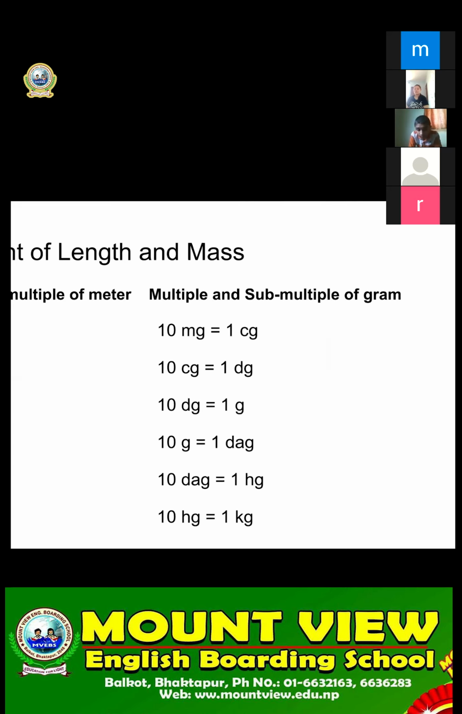Decigram, centigram, milligram are the submultiples of gram. And you can see decagram, hectogram, and kilogram. They are the multiples of gram. So how many grams are there in 1 kilogram? Yes, 1,000 grams. So 1 kilogram is equal to 1,000. And 1,000 can also be said as 10 to the power 3 in scientific notation.